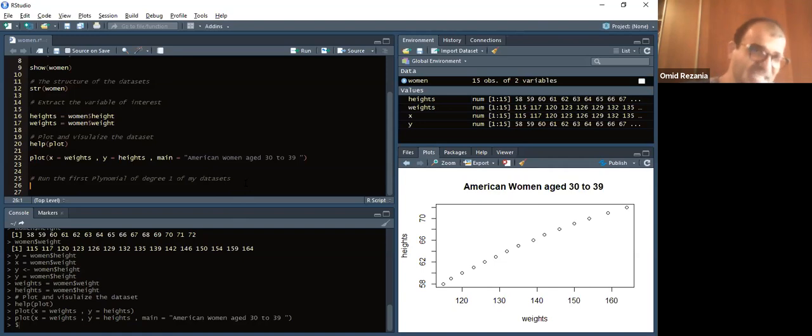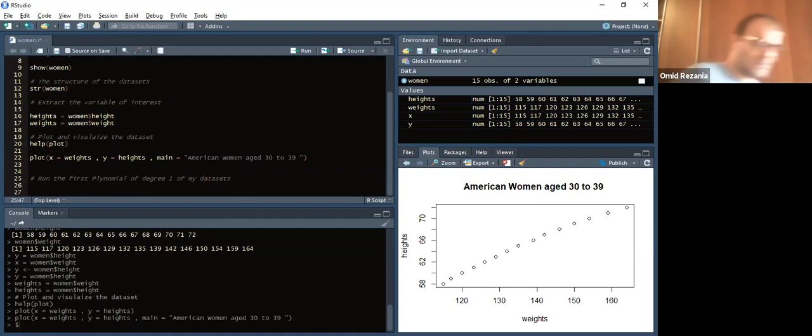Okay, essentially, this was a quick review of all the things that we did on Friday, but I reviewed that for you with more explanations so we get ready for the next stage. The next stage is going to be to run our very first polynomials of degree 1 for these data sets, which is the next thing that we're going to do.